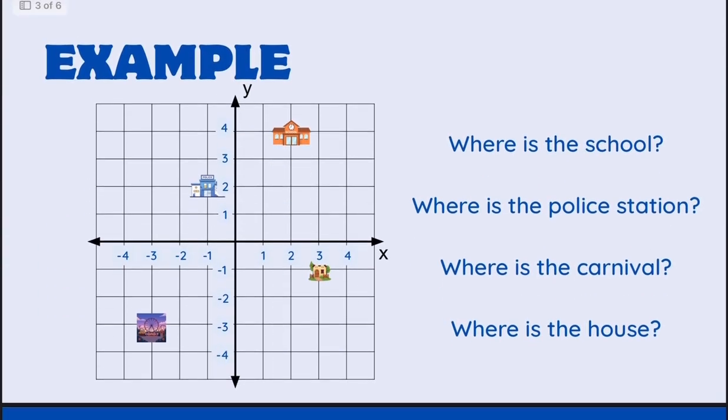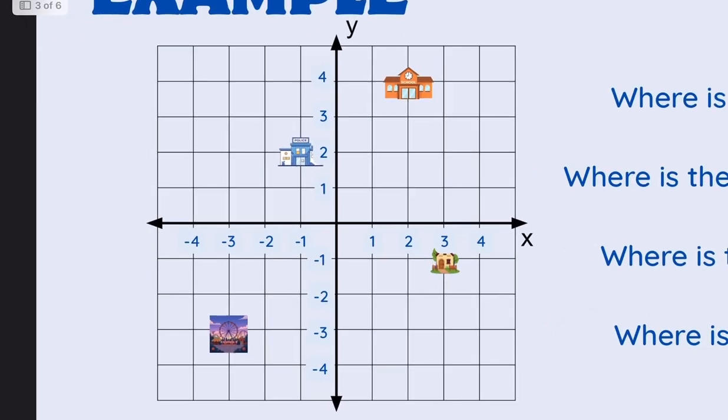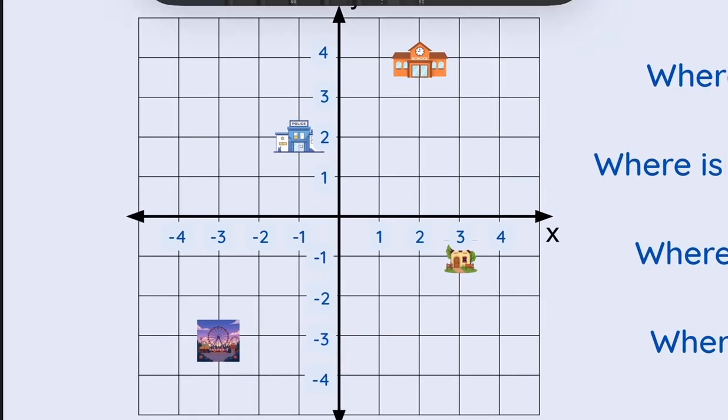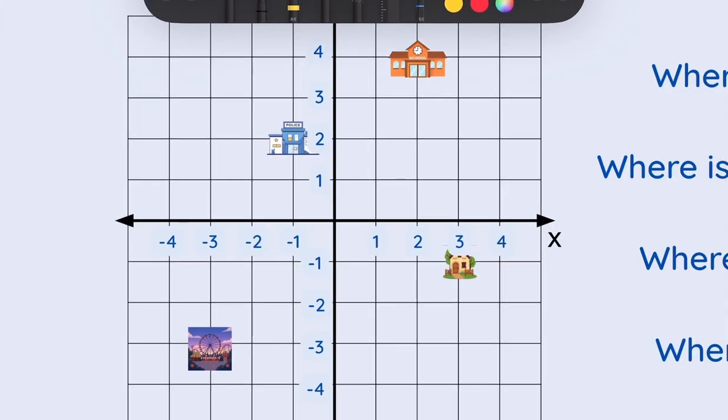So let's take a look at this example. But before we begin, I want to focus on this graph right here. In the middle right here, we have what we call our origin. And our origin starts at 0, 0. So this is 0, 0 for x and 0 for y.